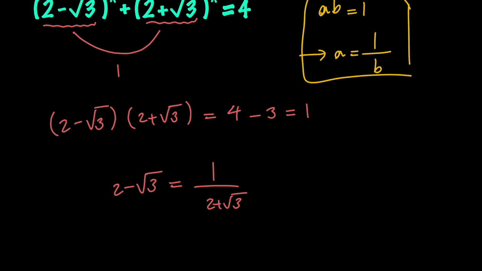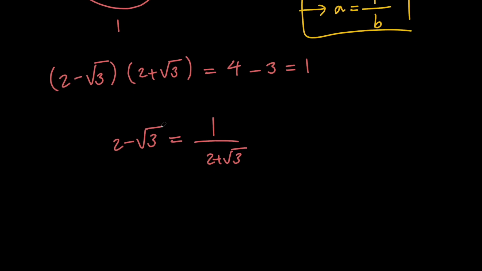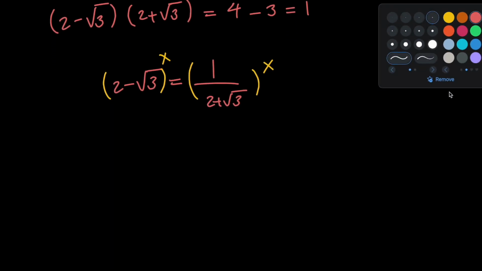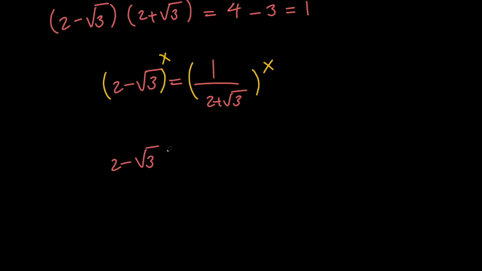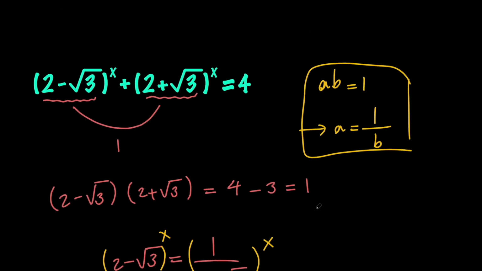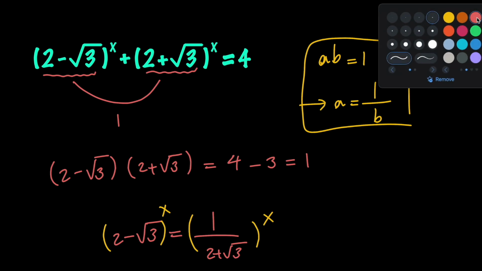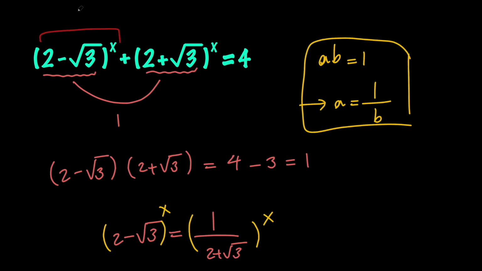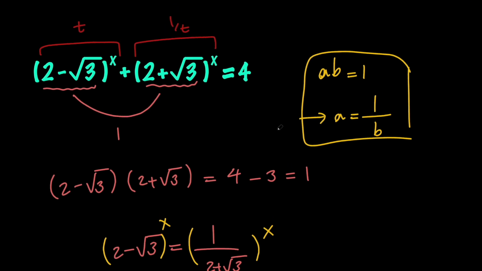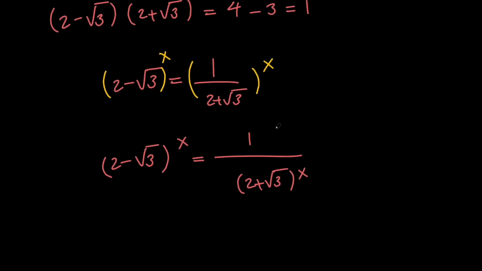Now, if we go ahead and raise both sides to the x power, we can go ahead and say that (2 minus root 3) to the x power is equal to 1 over (2 plus root 3) to the x power, which means that they are reciprocals. So that means that if I go ahead and replace this one with something like t, this one is going to be 1 over t, right? So let's go ahead and do that.